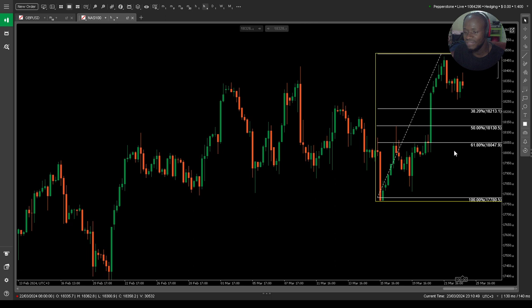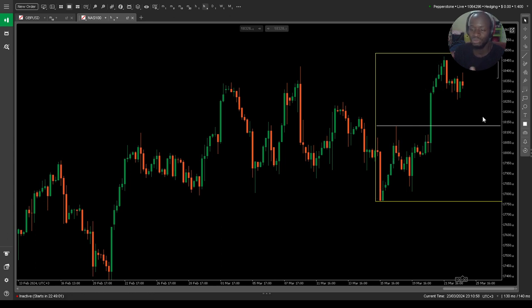Necessarily, it cannot even come back to 60. I can be expecting 60, but it is what it is. Nobody can predict what the price is doing.